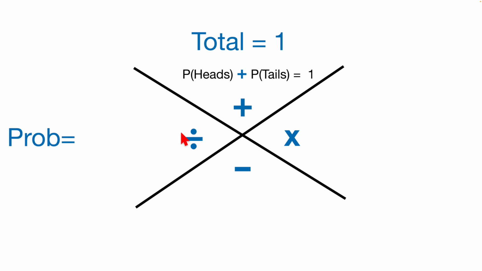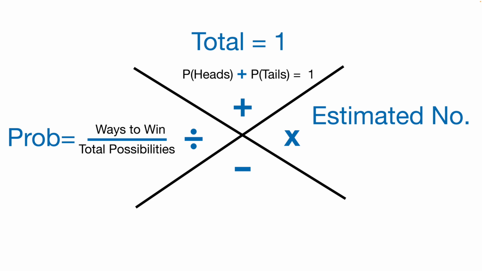The division is the formula for a probability, or the equation. The probability of an event is how many ways to win divided by the total possibilities. I use ways to win because it's easier to remember than outcomes and trials and things. How many ways to get what you want divided by the number of possibilities. Times, multiplication, that's the estimated number of an outcome. The probability of an outcome on a single turn times the number of turns gives us the estimated number of times that outcome will occur.